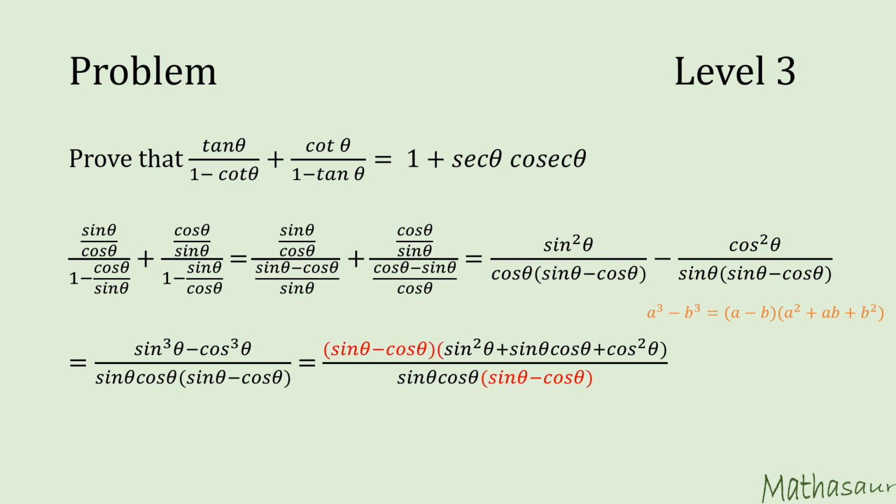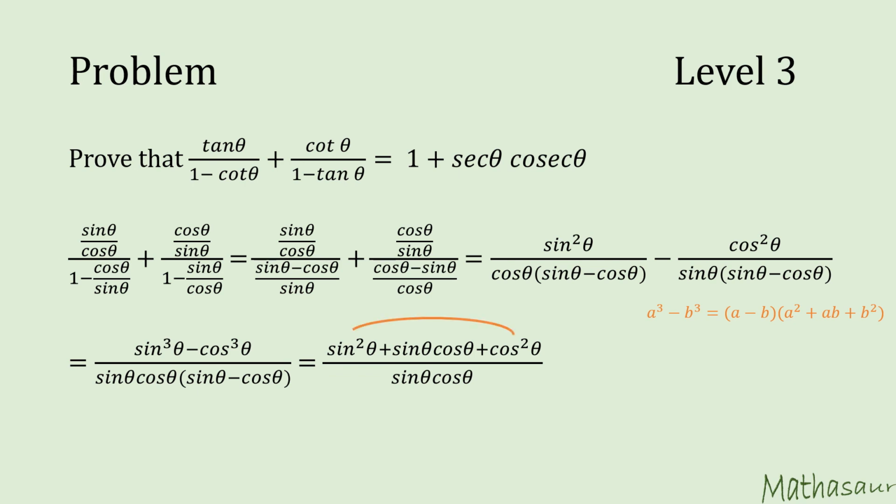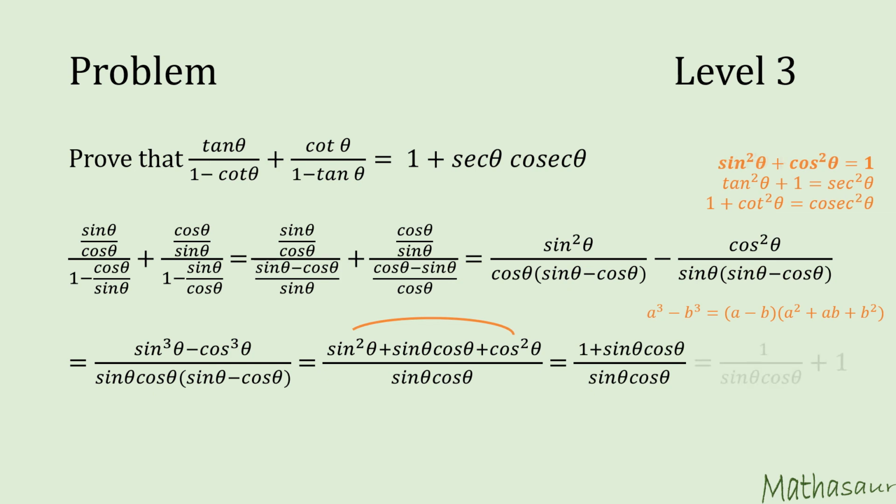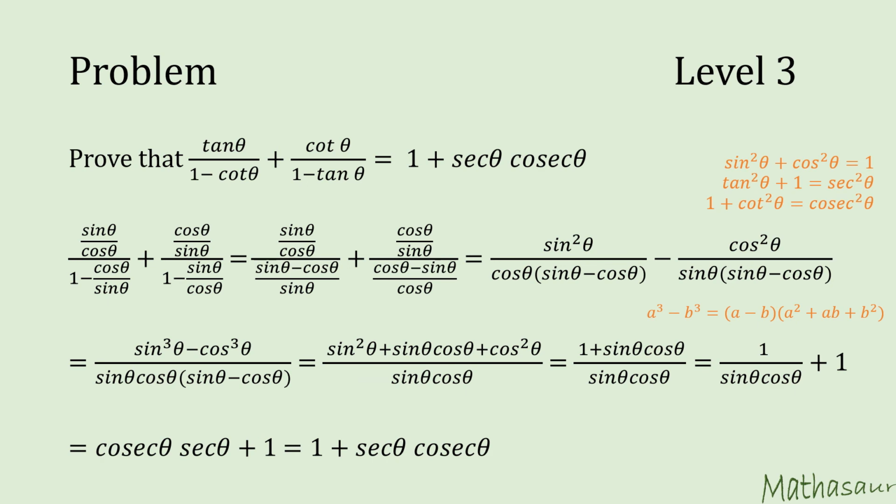Dividing both numerator and denominator by sine theta minus cos theta, we see that the numerator becomes sine square theta plus sine theta times cos theta plus cos square theta. Once again, recall the first trigonometric identity that we learned, where sine square theta plus cos square theta add up to 1. So simplifying further, we get one of the terms as 1 upon sine theta cos theta and the other term as 1, which leads us to cosec theta times sec theta plus 1, which is the same as the identity given in the question.